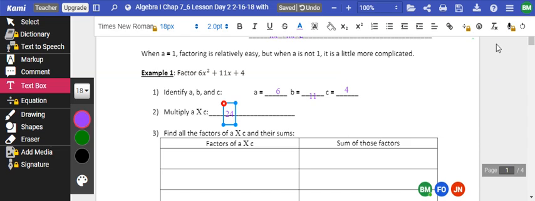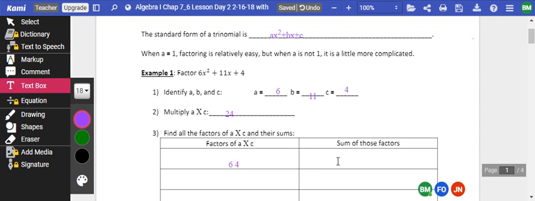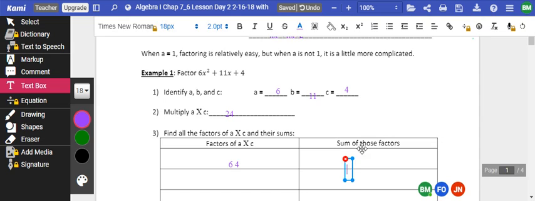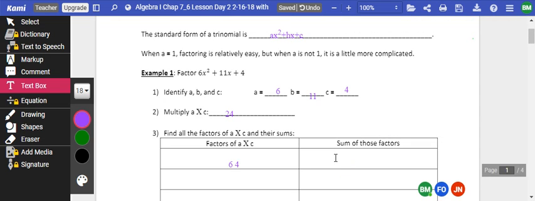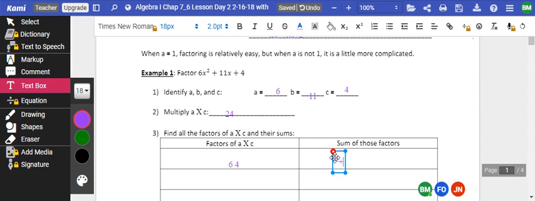Now, find all the factors of a times c and their sums. So what multiplies to give us 24? 6 and 4, and 6 plus 4 gives us 10. That does not give us 11. We want it to give us 11.